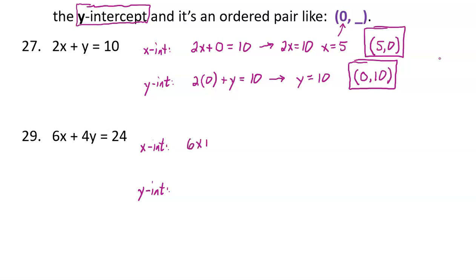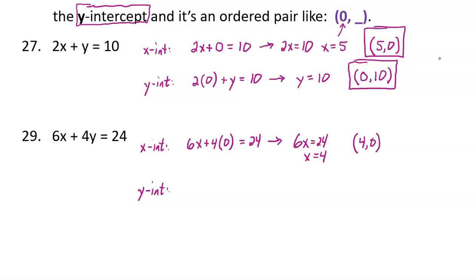So 6x plus 4 times 0 is equal to 24. This makes 6x is equal to 24. Therefore, x is 4. So as an ordered pair, the x-intercept is 4, 0.